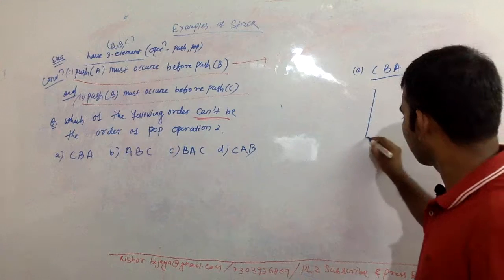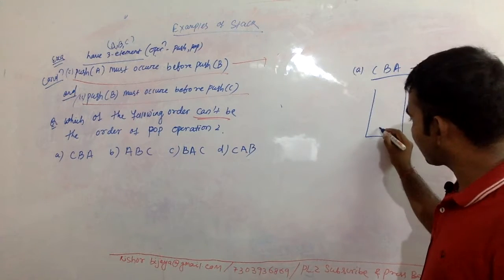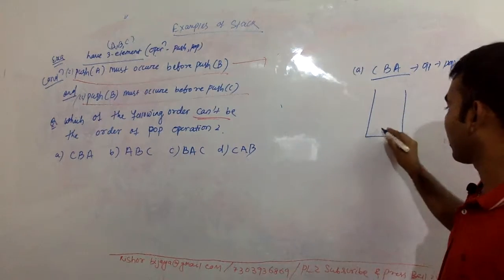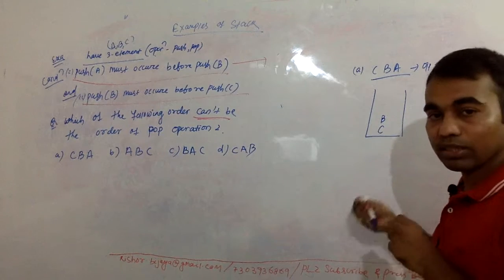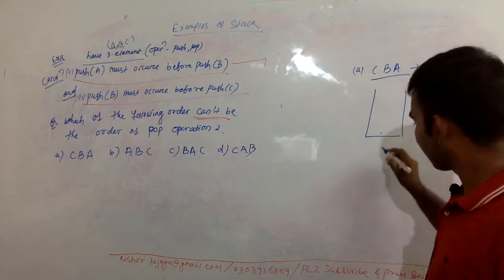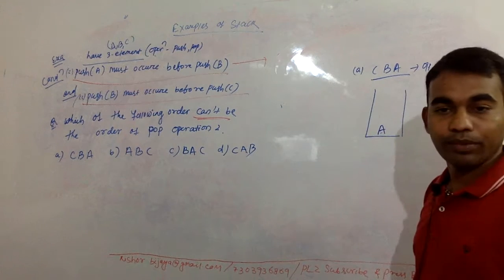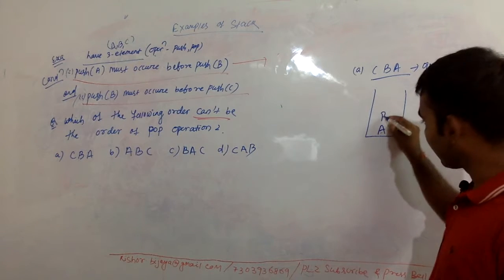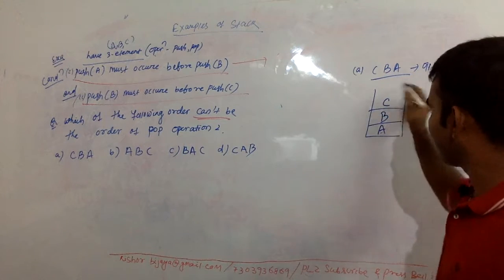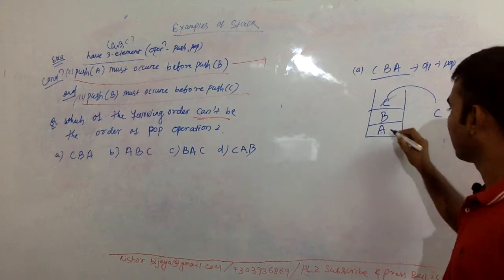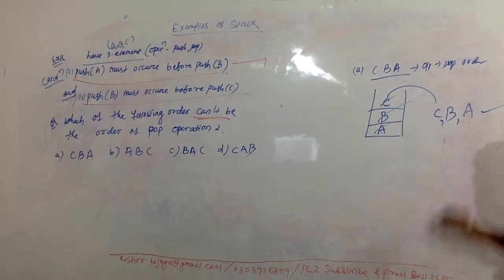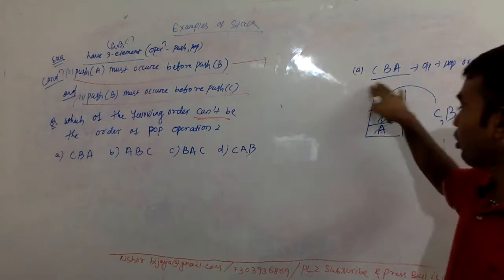If I think about it, just think for a minute, can I insert C here? No, right? Before inserting C, I need to insert B. Before doing C, you need to do B. Before doing B, you need to do A, right? So first of all you need to insert A, then B, then C. Now if I pop, C is done, then B is done, then A is done. So this is possible.